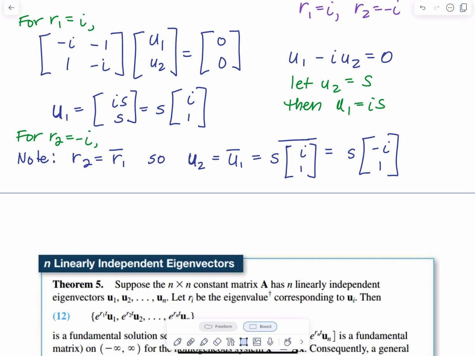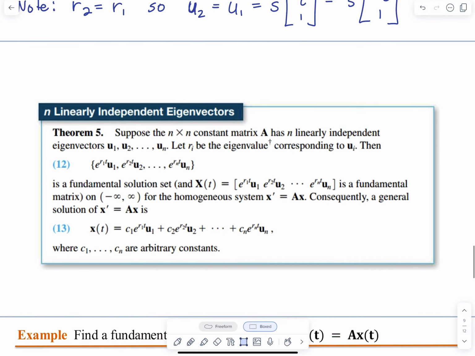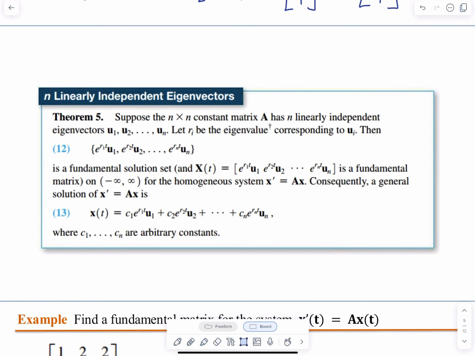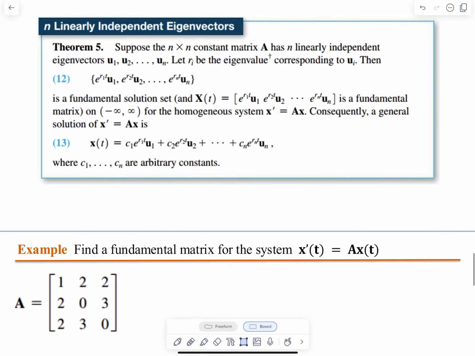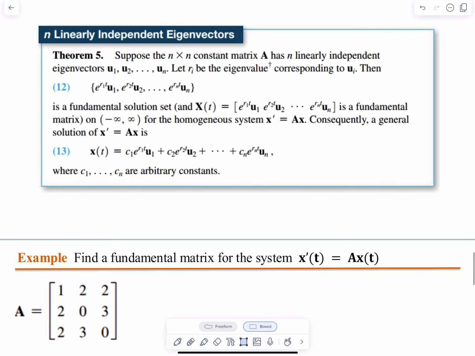Okay, let's talk about linearly independent eigenvectors. The question is, can we obtain n linearly independent solutions to the homogeneous system by finding all of the eigenvectors and eigenvalues of A? The answer is yes, if A has n linearly independent eigenvectors.